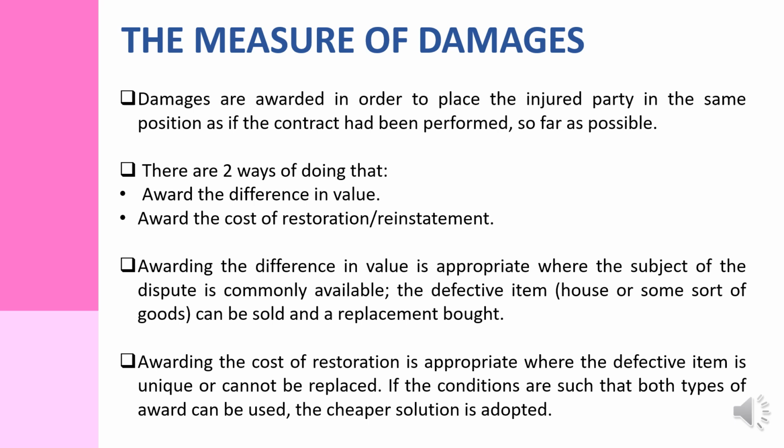Awarding the difference in value is appropriate where the subject of the dispute is commonly available, and the defective item can be sold and a replacement bought. Awarding the cost of restoration is appropriate where the defective item is unique or cannot be replaced. If the conditions are such that both types of award can be used, the cheaper solution is adopted.